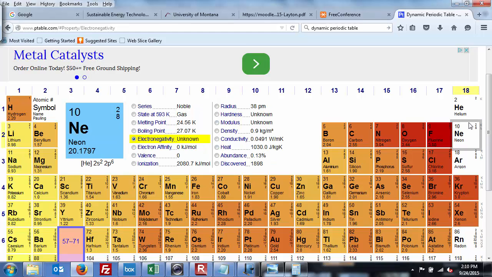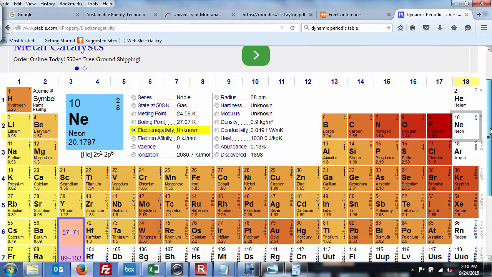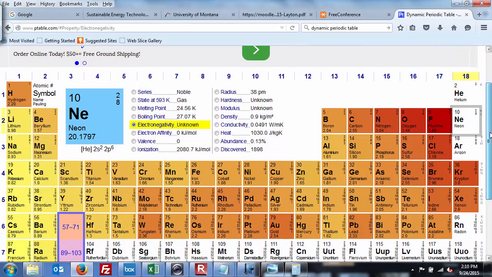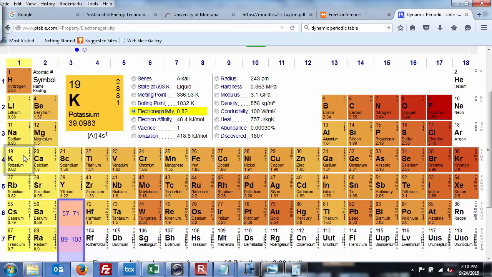First off, you'll notice the noble gases have 0 electronegativity. They're at their lowest possible state. Helium and neon, if we were looking at the orbitals, we would see that they're full. The values. Okay, so as we click through, lithium, relatively high electronegativity, good for batteries.